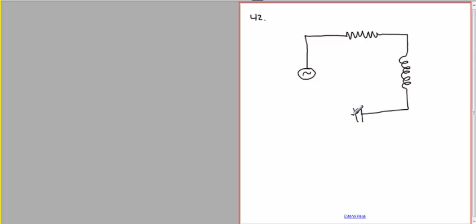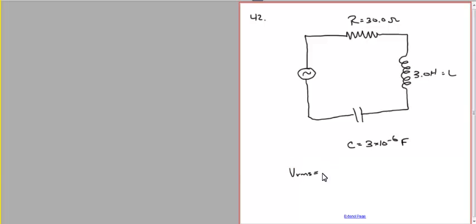Okay, we have one more resonance problem, number 42. Again, we have a series circuit. We have some kind of voltage source, and through our resistor, through our inductor, through the capacitor, and back around. So it's all there in series. We have a 3 henry inductor, so L equals 3 henries. C is equal to 3 microfarads, 3 times 10 to the minus 6 farads. And we have a 30 ohm resistor connected to a voltage RMS of 120 volts.